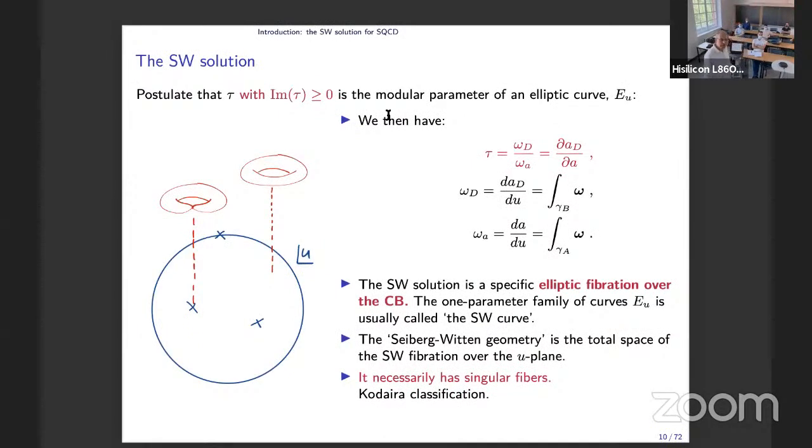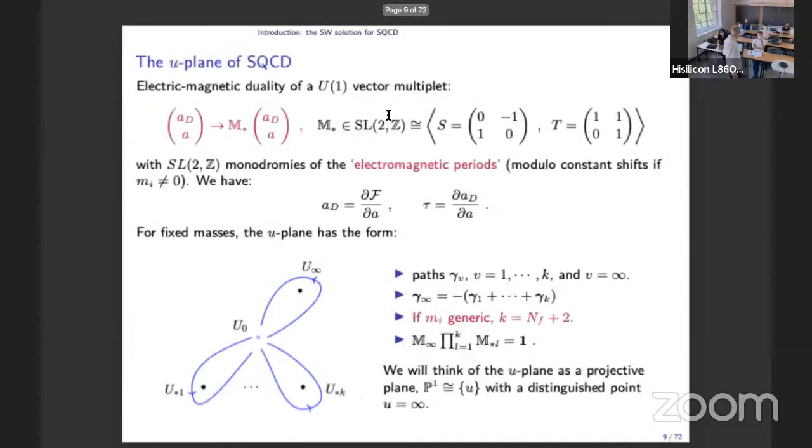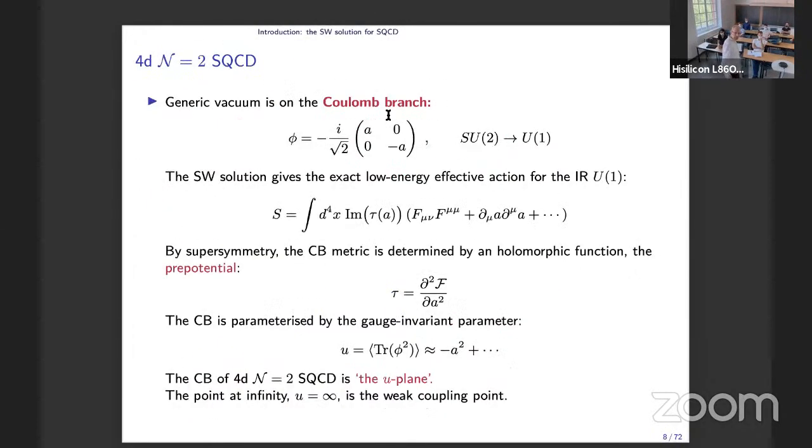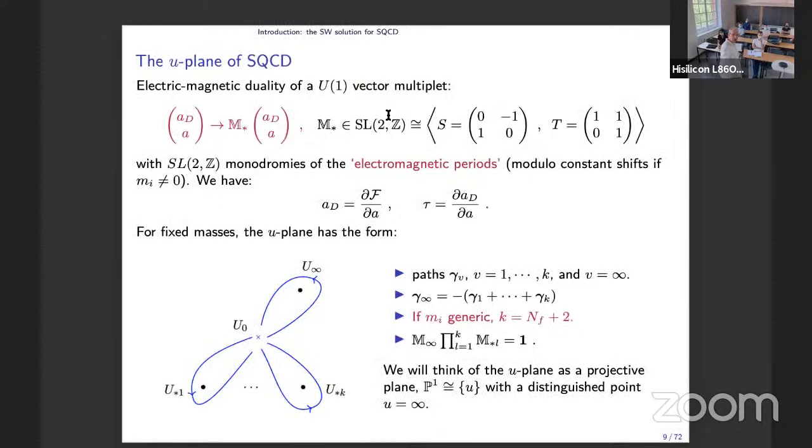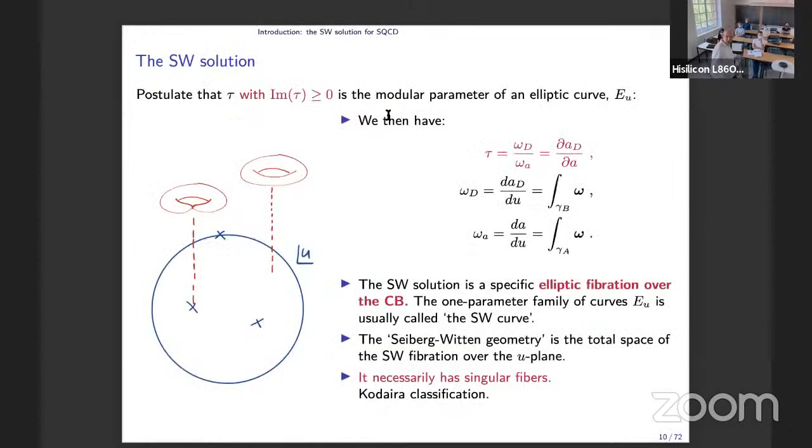So the insight of Seiberg-Witten is: what do we know physically about tau? Its imaginary part is positive, because it's the kinetic term, and it transforms naturally under SL(2,Z). From this, tau will transform in a modular way, by a fractional linear transformation. The one geometric object that transforms this way is precisely the modular parameter of a torus or an elliptic curve. And so they postulated that this is what happens.